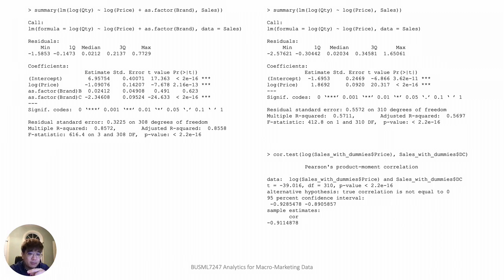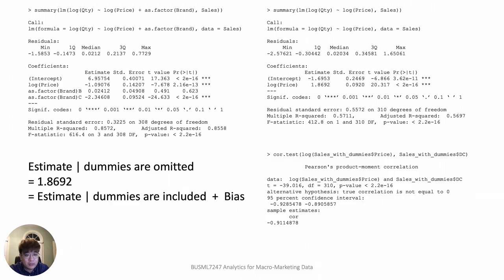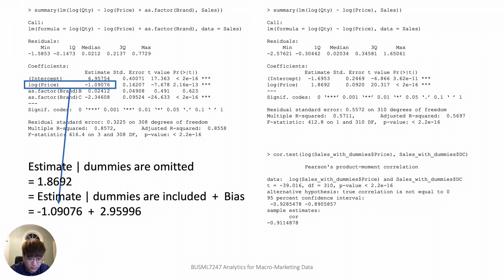The left-hand side table is the regression summary with the brand dummies, the top right table is the regression summary without any brand dummies, and the bottom right table is the correlation coefficient between the low price and the dummy for brand C. If dummies are omitted, we have a positive price coefficient of about 1.87, but this value is the sum of the correct price coefficient and bias, which are negative 1.09 for the price coefficient and about 3 for the bias.